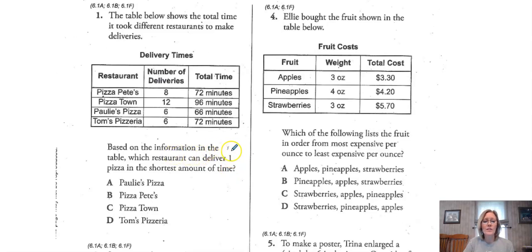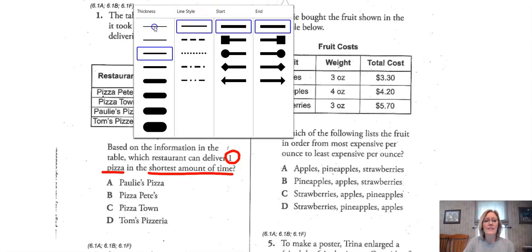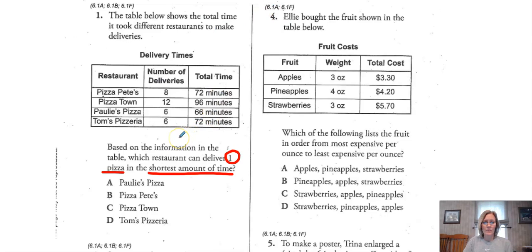That's really important. We want to know 1 pizza, and it needs to be the shortest amount of time. That means we're looking for a little number, doesn't it? Knowing what we've learned over the last 2 weeks, I want you to solve number 1, but don't come back until you have an answer and you've worked it out. All right, pause the video and go work.